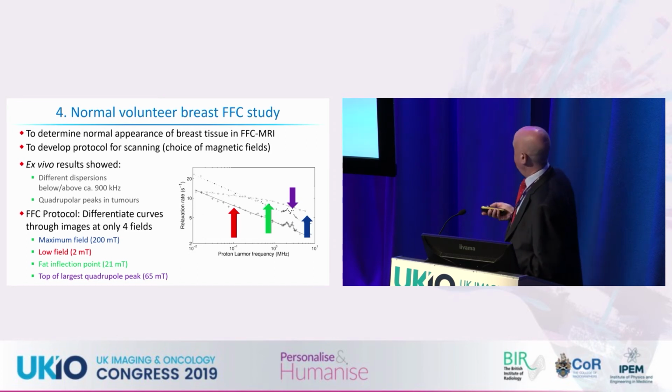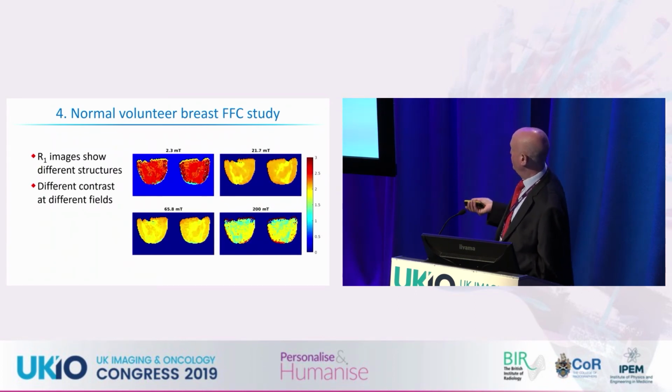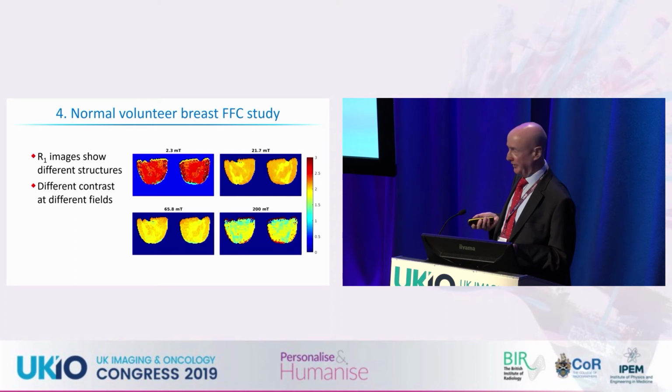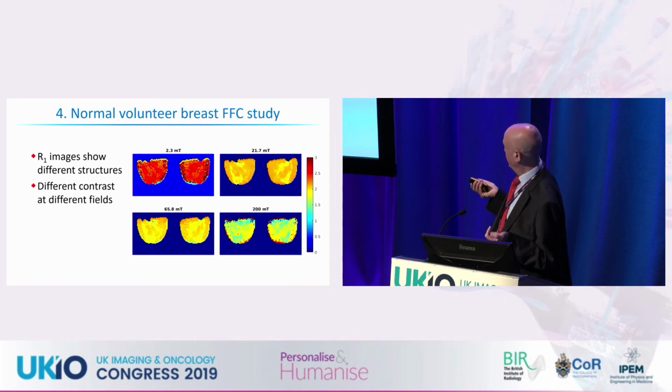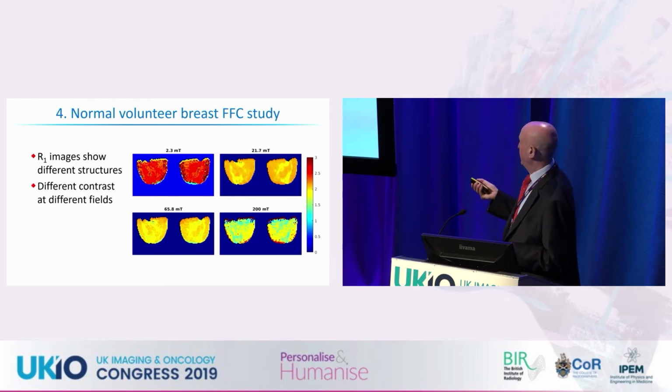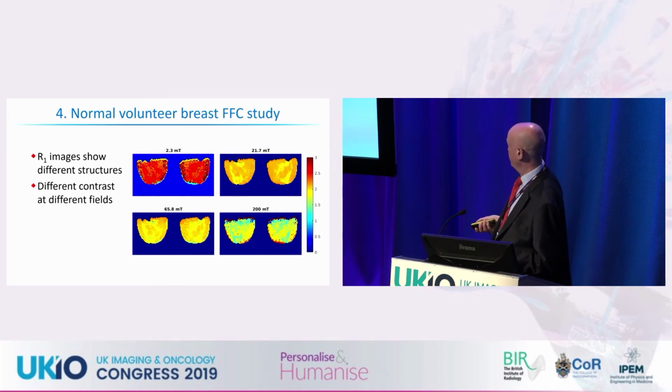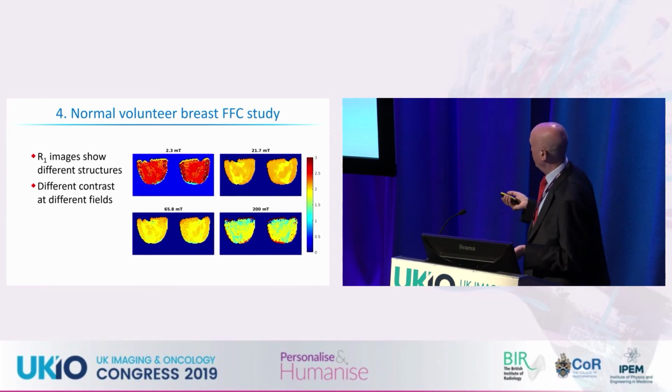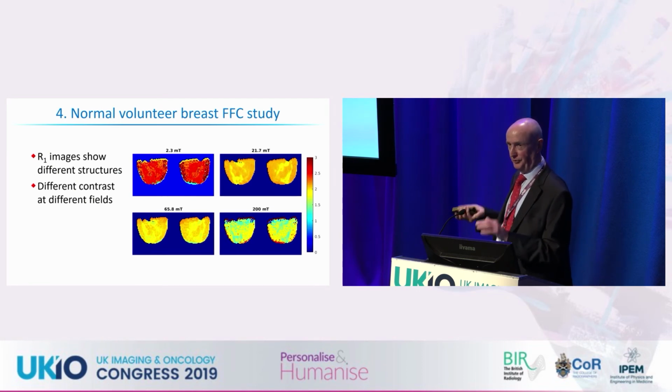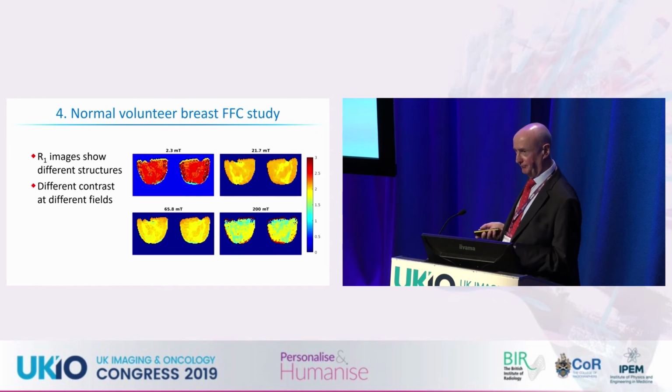So this was the protocol that we developed, and these are examples of volunteer breast images. They're color-coded for the 1 over T1, the R1 parameter, the relaxation rate parameter. And those are images at 2 millitesla, 21 millitesla, 200 millitesla, and 65 millitesla. You can see structures appearing in all of those, and you can see that the R1 values, the relaxation time values, are different at the different magnetic fields, as you would indeed expect them to be. So this is as a precursor for making measurements in patients.